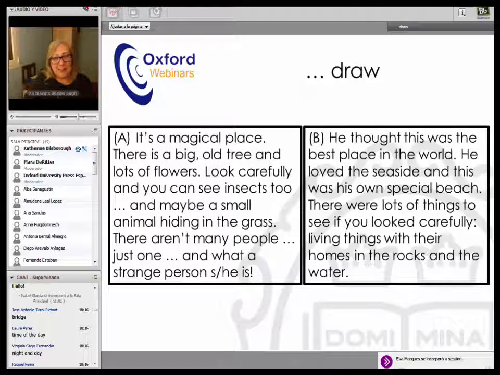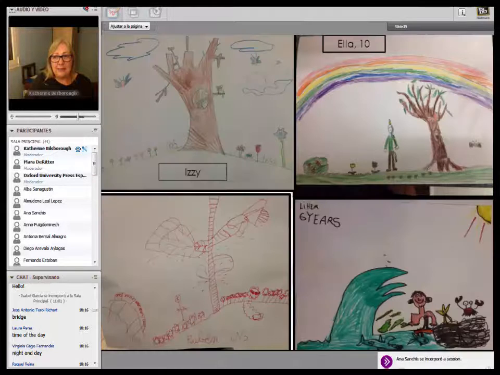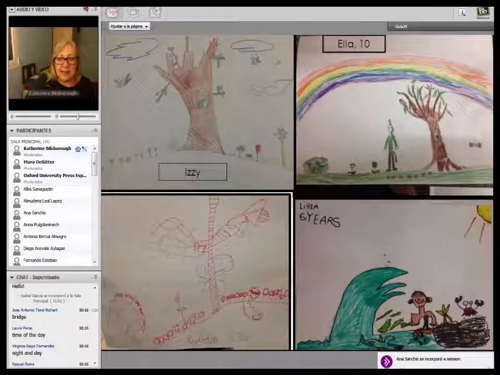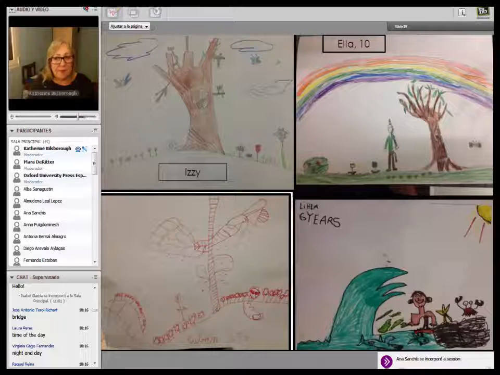I gave these two texts as a trial to some primary age children, and they came up with these drawings. So the brilliant thing about this is that they all have, or the first 3 at least, have the same basic elements, but then there will be different things that they will have decided and used their imagination on their own.